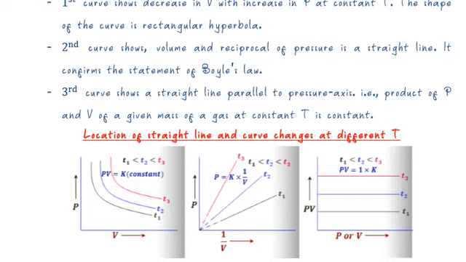The third curve shows a straight line parallel to the pressure axis, that is, the product of pressure and volume of a given mass of a gas at constant temperature is constant. So the location of the straight line and curve changes at different temperatures. You can see here in these three graphs: volume, inverse of volume, pressure and volume. So according to Boyle's law, PV is equal to constant at a constant temperature.